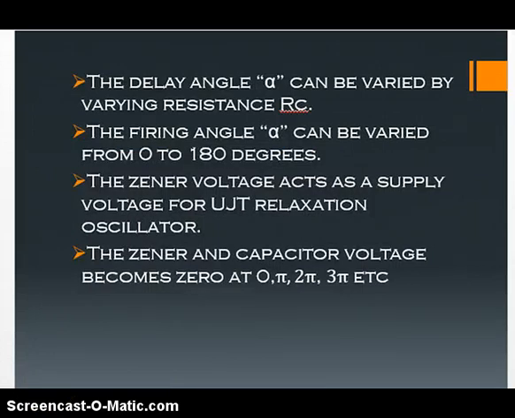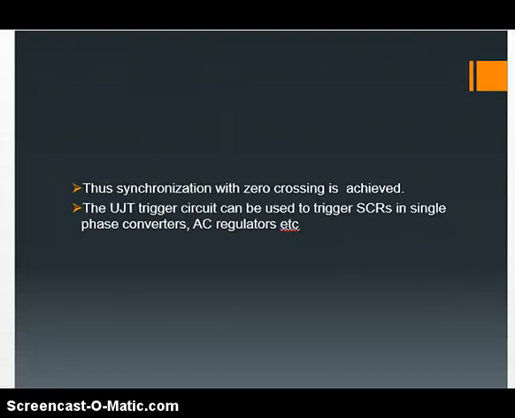The delay angle, which is also called the firing angle, can be varied by varying the resistance RC, which is connected in series with the capacitor, and the firing angle alpha can be varied from 0 to 180 degrees. The Zener voltage acts as a supply voltage for the UJT relaxation oscillator. The Zener and the capacitor voltage become 0 at 0, pi, 2 pi, 3 pi, etc. The synchronization with the zero crossing is achieved, and the UJT trigger circuit can be used to trigger SCRs in single phase converters, AC regulators, etc.